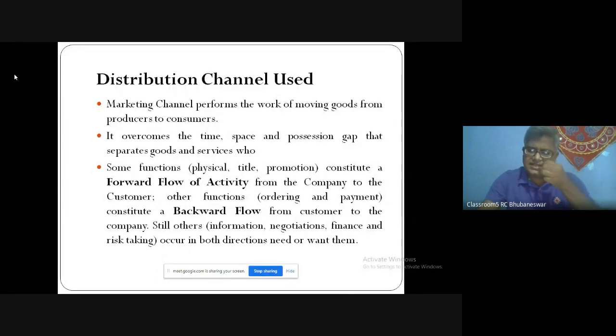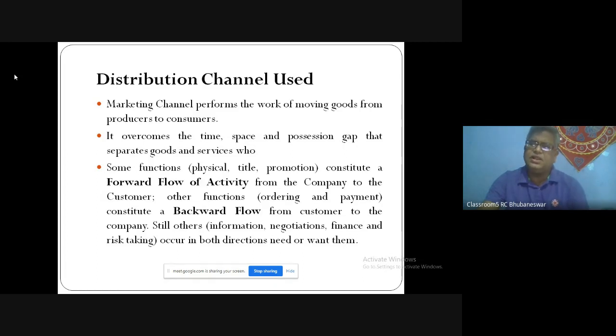So in this scenario, there are two types of activities to be covered. One is forward flow activity, another one is backward flow activity. Forward means a step ahead. Forward flow of activity means the company produces the goods and through a middleman they reach the customer. It means ordering and payment can be done through the forward flow. If you look at a backward flow from customer to company, some negotiation is there, some finance is there, some risk taking is there.